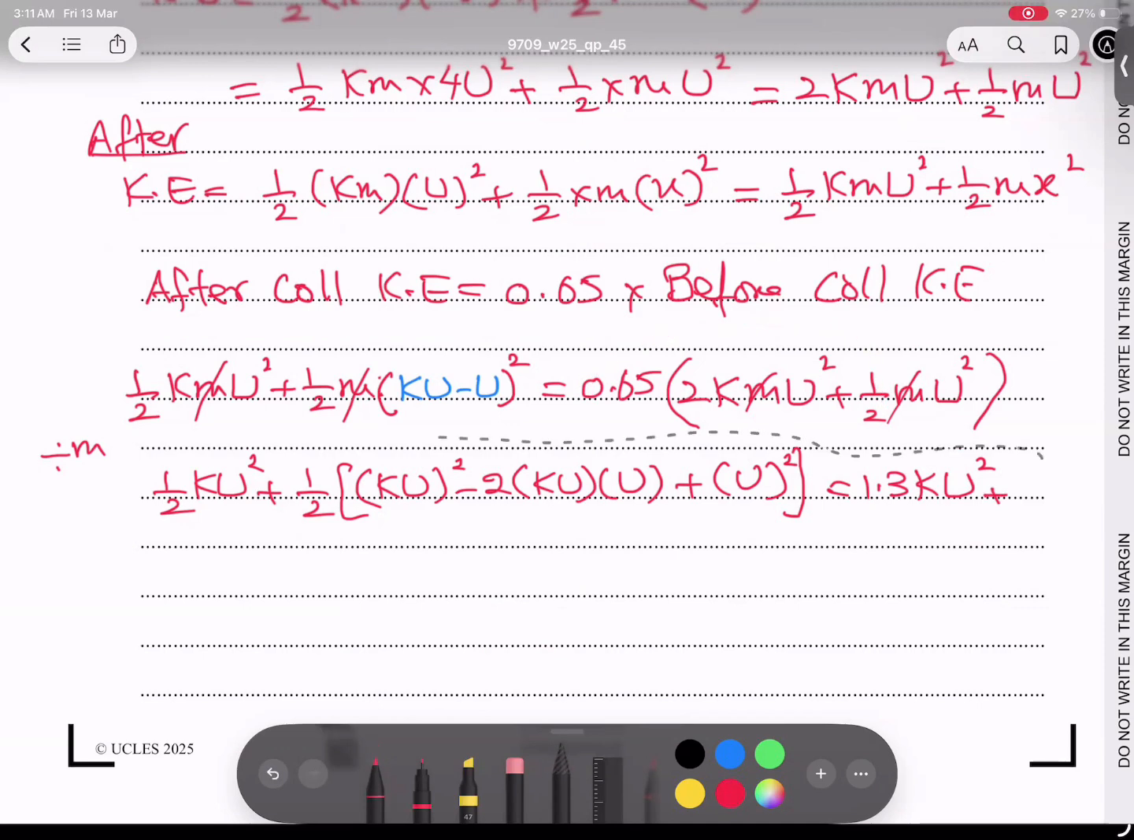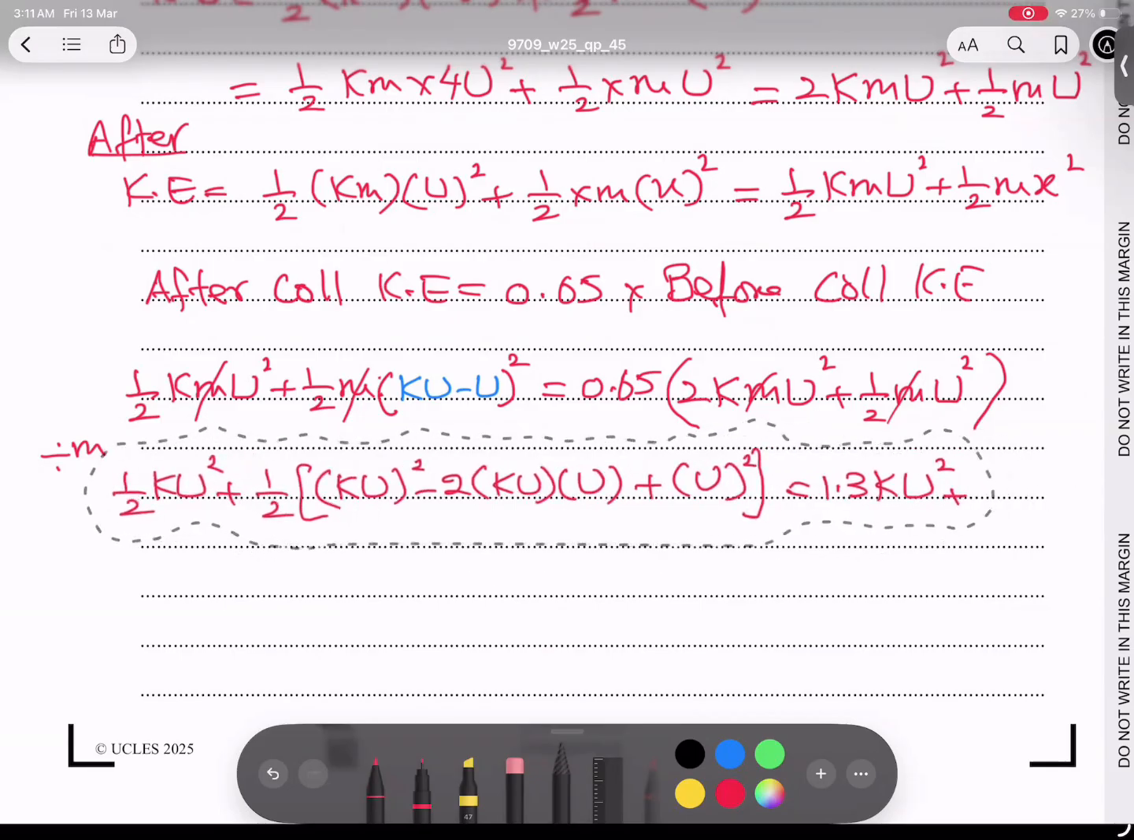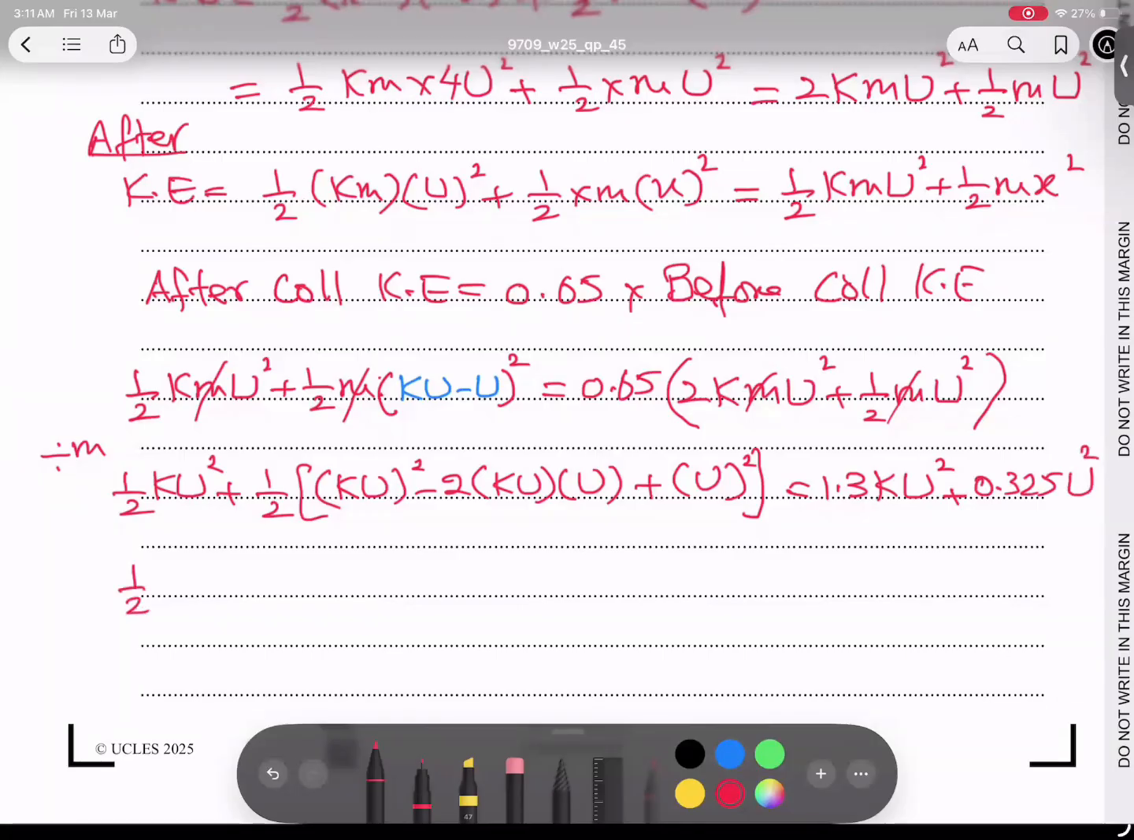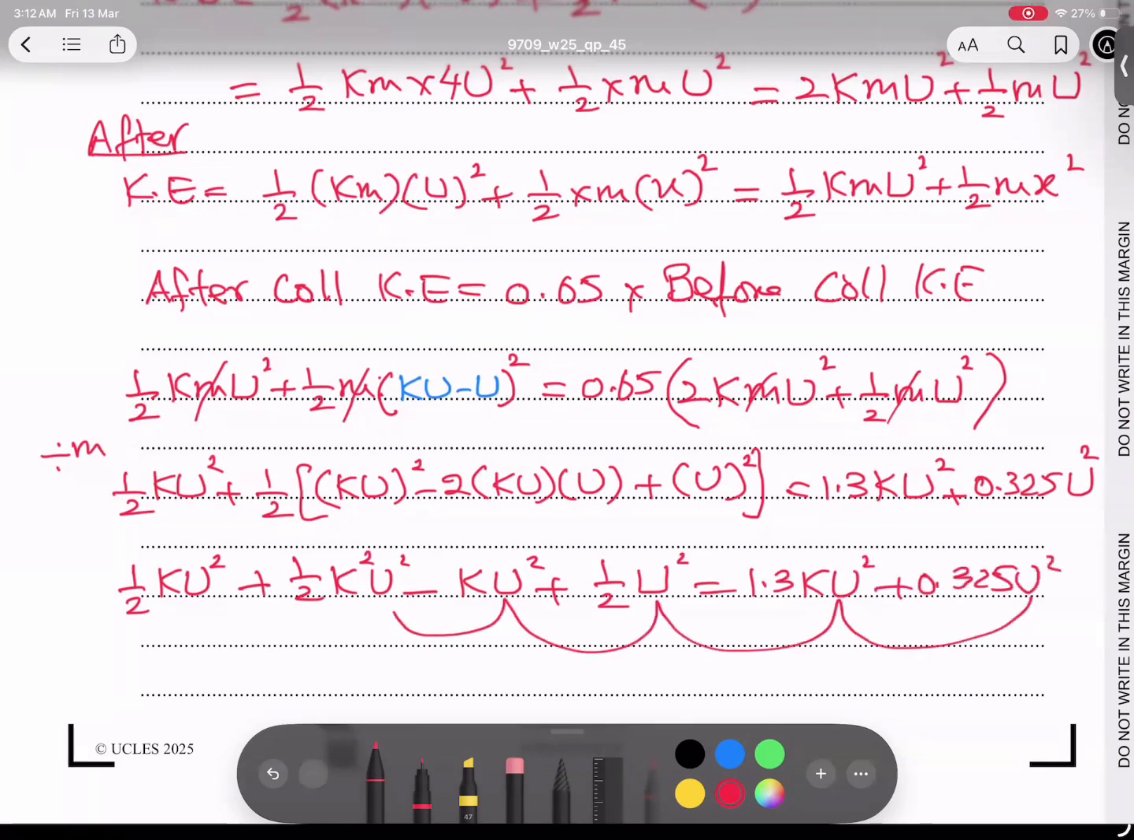So I'm writing 0.325 u square. Now, students, I'm just going to continue from here. This half will multiply inside. I will get half k square u square. 2 cancel, and I get negative k u square. And I get here half u square, equal to 1.3 k u square plus 0.325 u square.